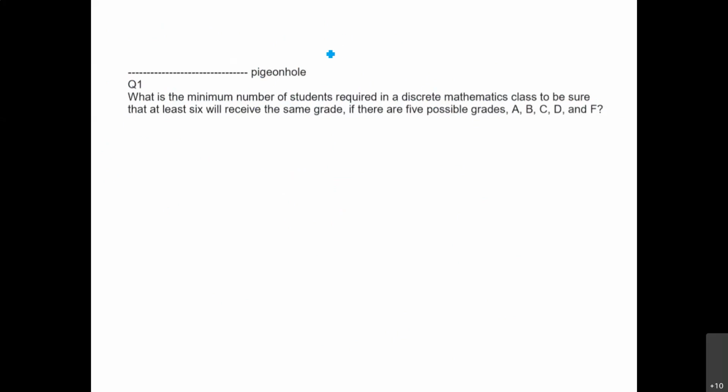Last question for the proofs. Usually I'd solve this when we reach something called counting or statistics in this course, but I thought it would be nice to use here. What is the minimum number of students required in a discrete mathematics class to be sure that at least 6 will receive the same grade, if there are 5 possible grades, A, B, C, D, and F.